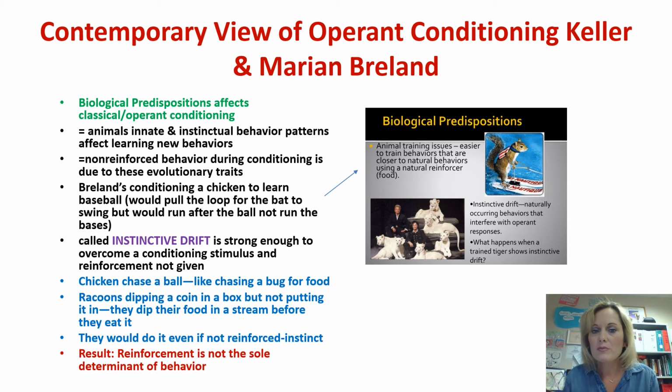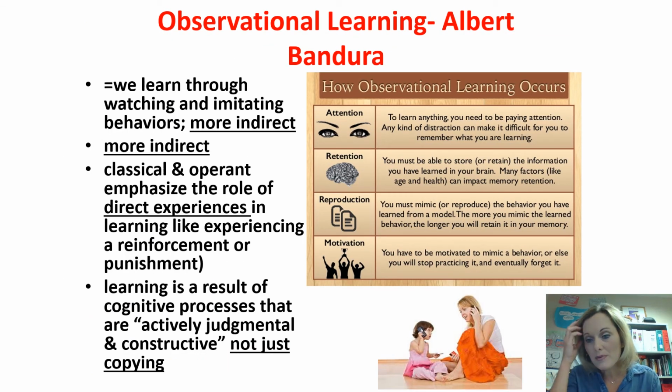And so what they found was the idea of instinctual drift, that they drifted away from what they were being taught back to what their evolutionary species predispositions were. And it can mess things up when you're conditioning something. Therefore, it is much easier to train an animal to do something much closer to what they normally do in the wild because they might have that instinctual drift to do something else. Okay, so that's all of operant conditioning.